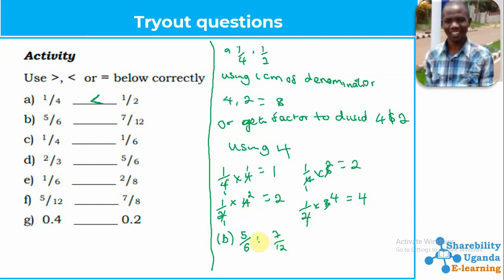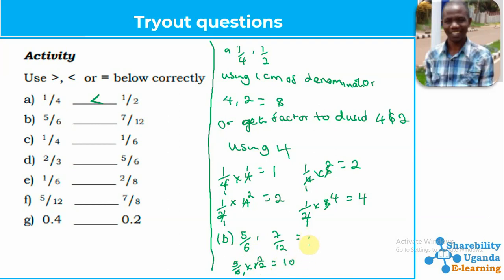Okay, so we want to get out the common factor which can divide these numbers. We can use our common factor, which is what? Which is a 12. So here we say 5 out of 6 times what? Times 12. Our answer is what? By 6 1, by 6 2. So here we shall get 10.